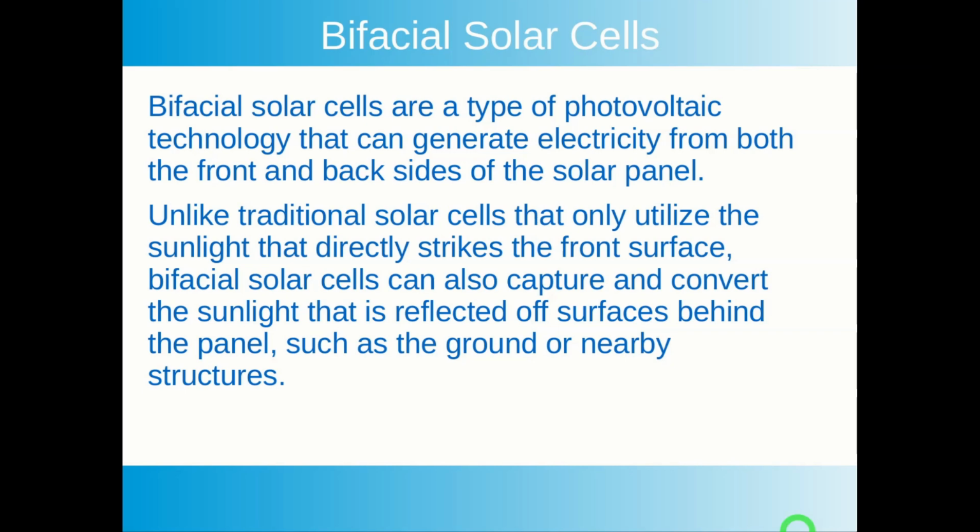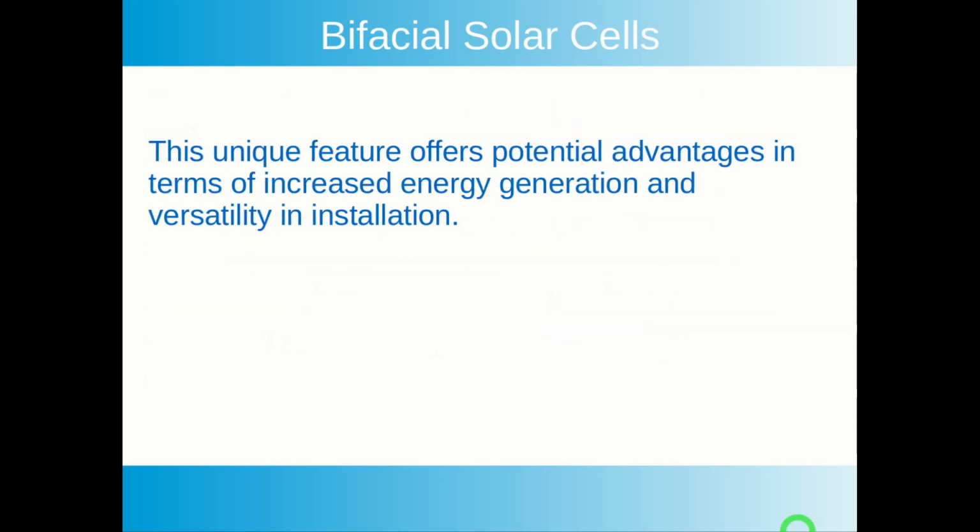Bifacial solar cells are a type of solar cell that can generate electricity from both the front and back sides of the solar cell. These bifacial solar cells convert the sunlight that is directly striking on their front surface, and also they can capture and convert the sunlight that is reflected off the surfaces behind the panel. Bifacial solar cells have the advantage of larger amounts of energy generation by the same solar module.